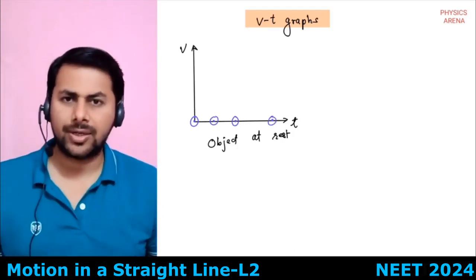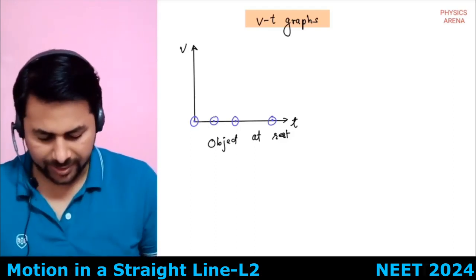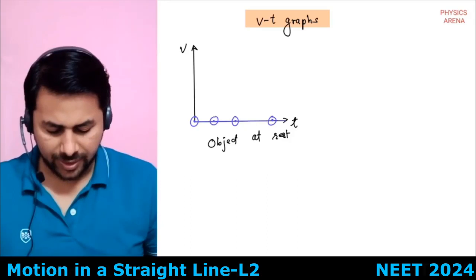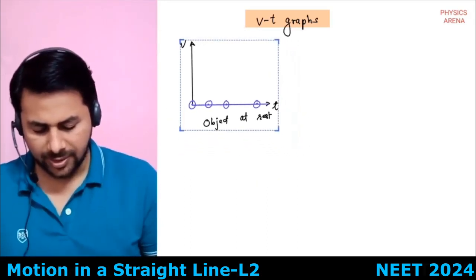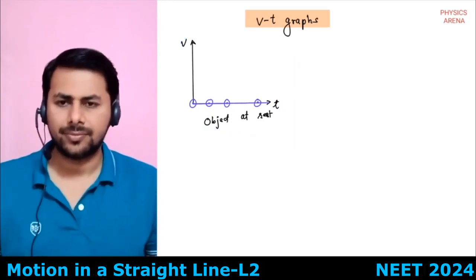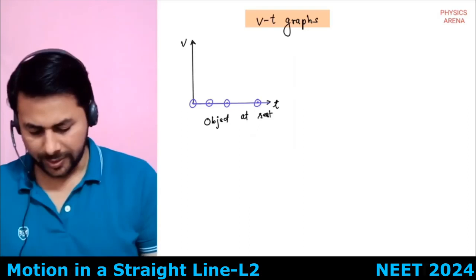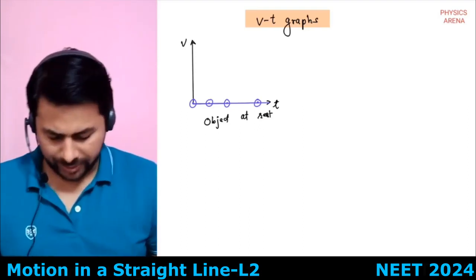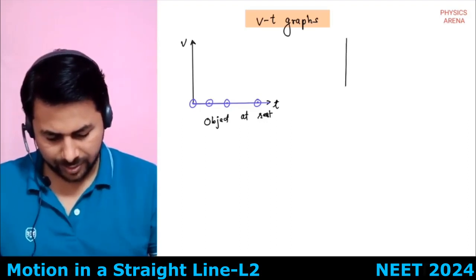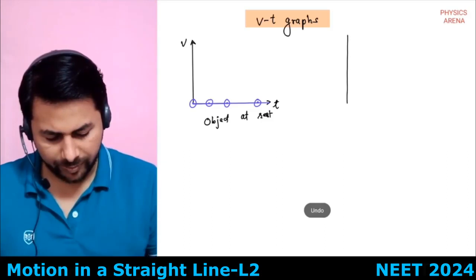Okay, so how will your graph look like? It is just the time axis. This is clear? Yes, sir. Okay. Next one, object is moving with uniform velocity.